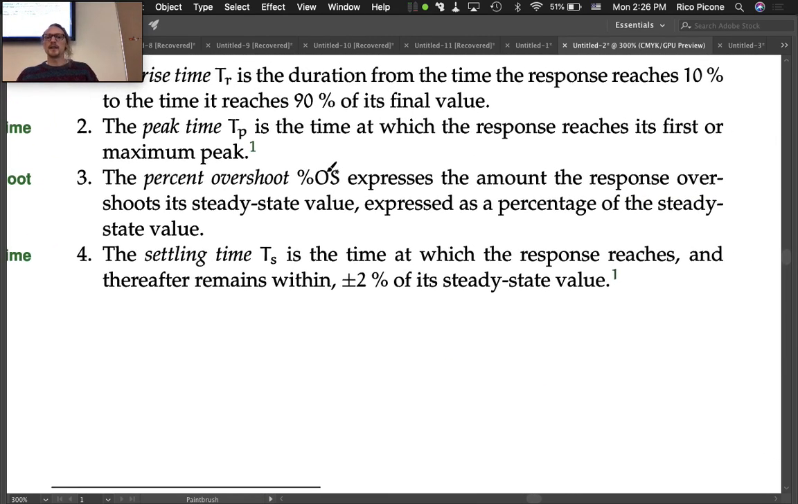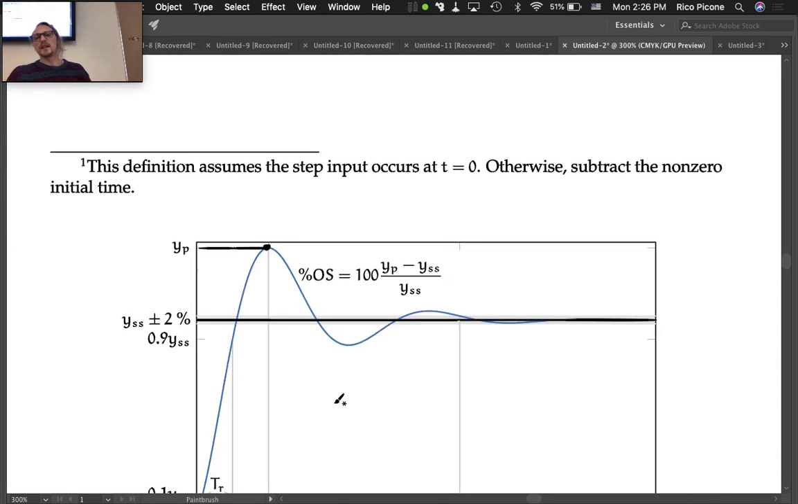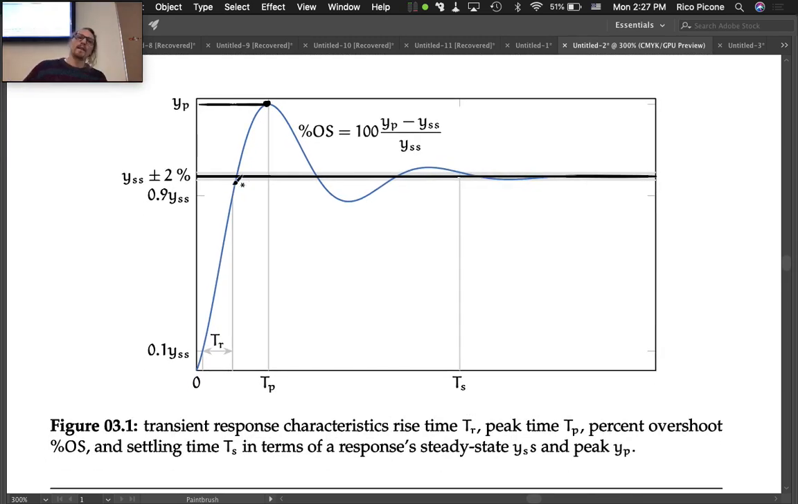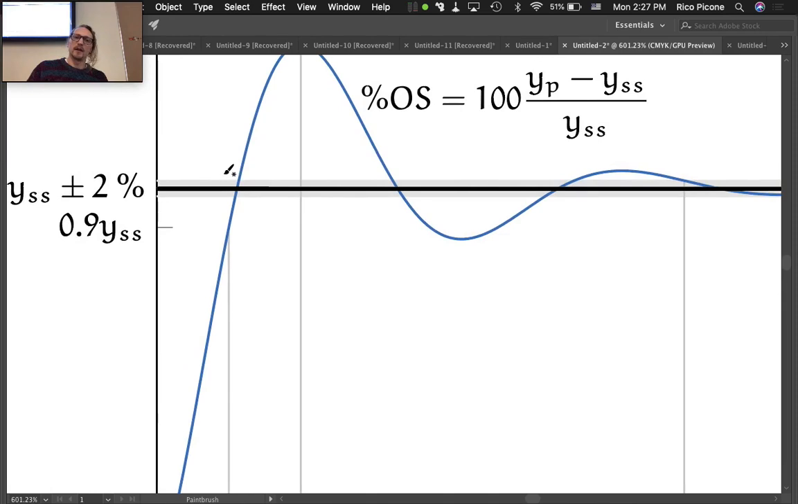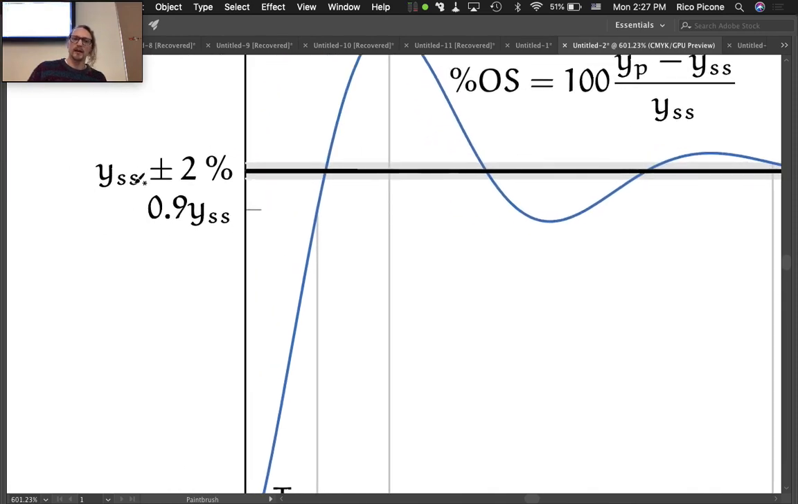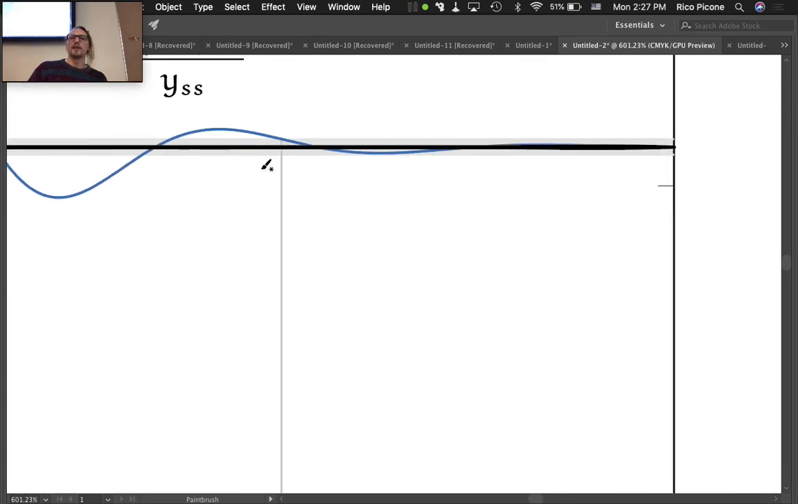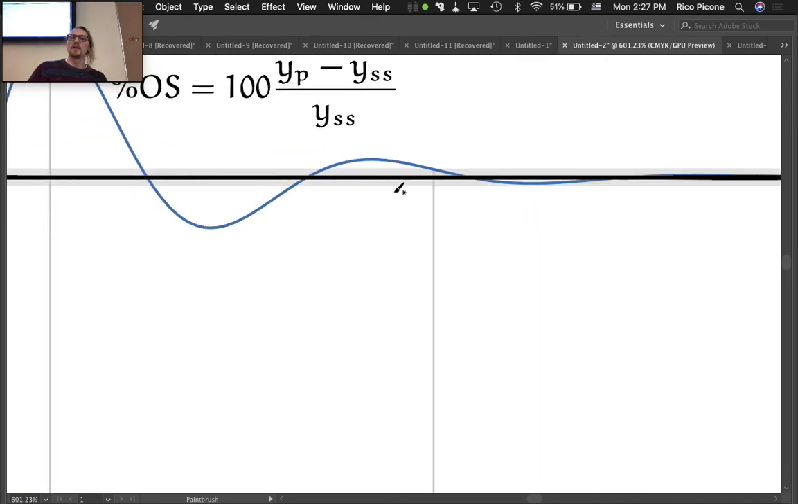And then the final one is maybe the most common one that's used, and that's the settling time. So settling time and percent overshoot are used a lot. The settling time is the time at which the response reaches and thereafter remains within plus or minus 2% of its steady state value. So that's this gray band, and I don't know if you can see that very well on the screens, but what I've plotted here is the steady state value, and then this gray band is plus or minus 2% of that.